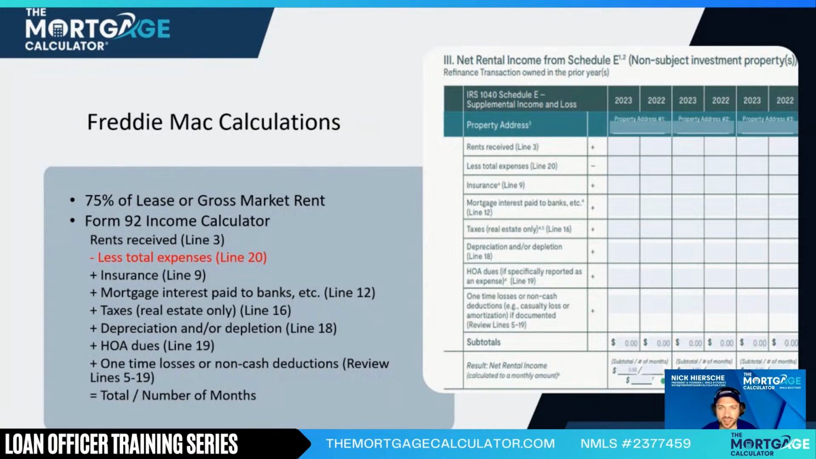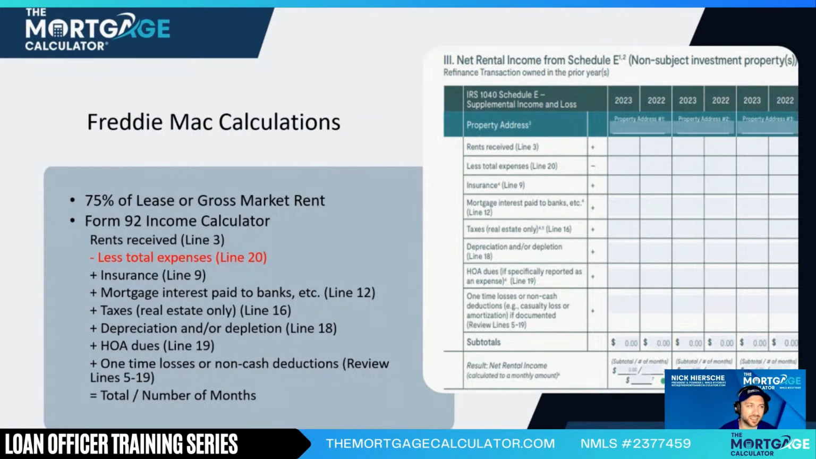So Jose has done a few presentations on the way they treat partnership income, K1 income differently. But for this, they're the same calculation, right? We're going to have our rents, less expenses, and then we're going to add back our items that are already accounted for, insurance, mortgage interest, taxes. Depreciation is a fake number, right? So we're going to add that back since it's just an accounting number. And then HOA because it's already going to be accounted for on our 1003. And then if we can explain any one-time losses, we can add those back, but it's very uncommon.